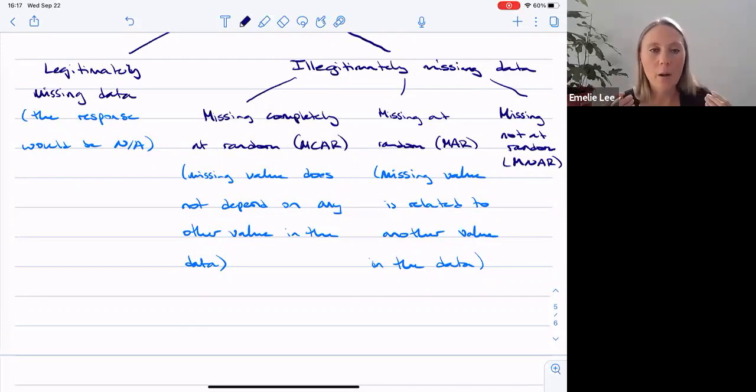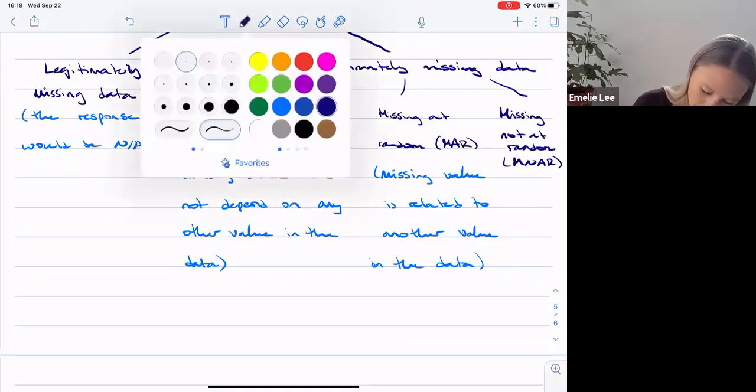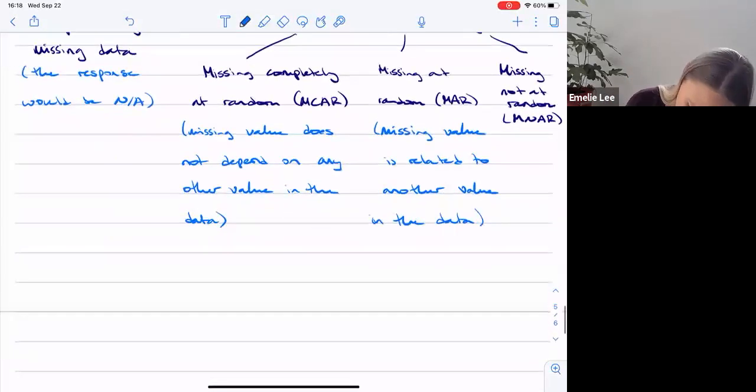But definitely if we're thinking about a clinical trial scenario, if the data is missing for, you know, maybe some disease status, do you have COVID or do you not have COVID? If it's missing because they have COVID, then that's a problem, right? And so that would be missing not at random because that person didn't want to say because of the actual response, right?